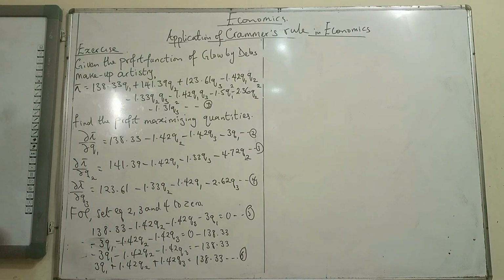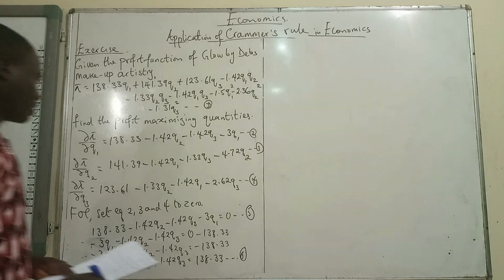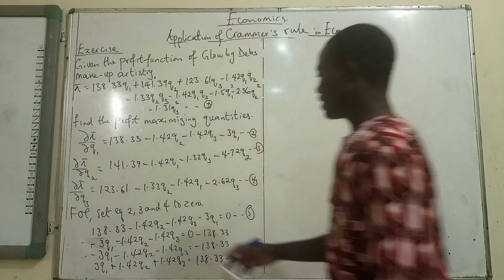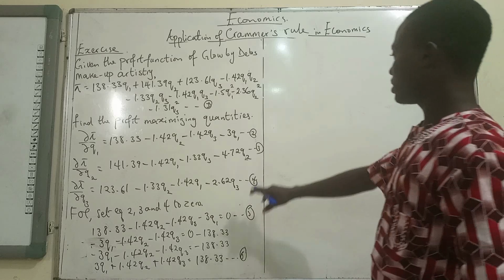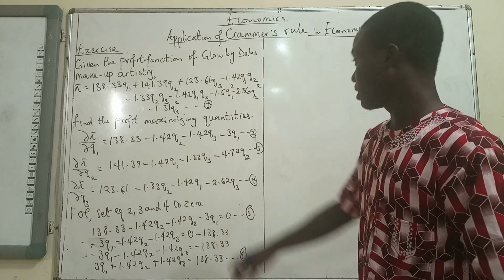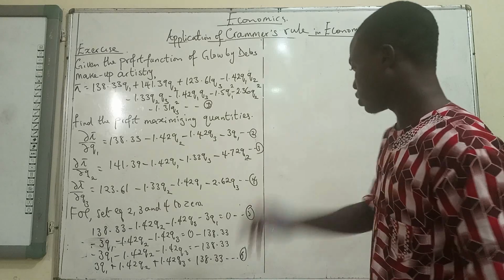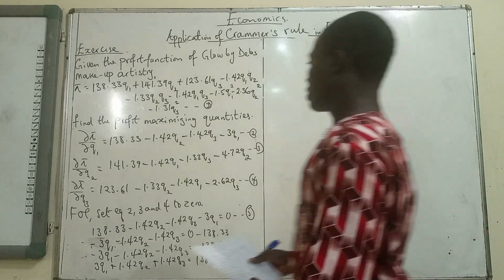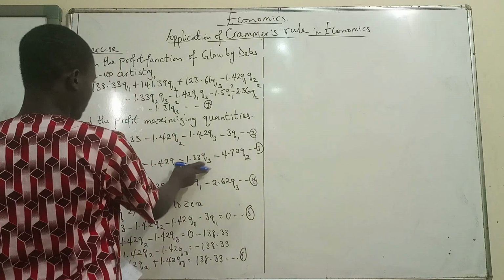Alright, so we have just that. Let me verify from my note here. So we have 3Q1 plus 1.42 Q2 plus 1.42 Q3 equals 138.33. Okay, so that's cool. Then we are setting equation 3 to 0 again. I'm not going to go through all these steps. I will jump to something like this. So we have this guy here.